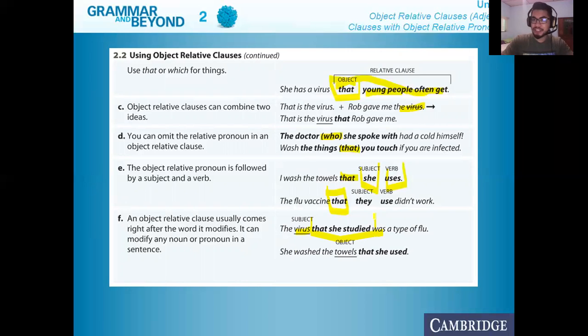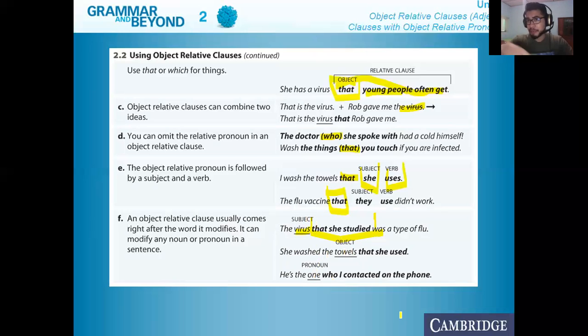She washed the towels that she used. Same examples. You have towels, that in this case is the object that we're talking about. And then you have the characteristics describing it, that is the object relative clause. He's the one who I contacted on the phone. He's the one person. You see, you have over here a subject, here you have an object, and you have a pronoun. So they can also come after an object, okay? An object, I'm talking about a direct object in the sentence, like I wash what? The towels. What kind of towels? That she used, the ones that she used.